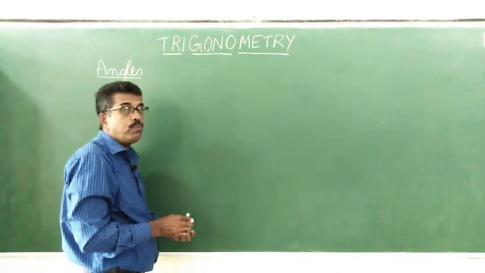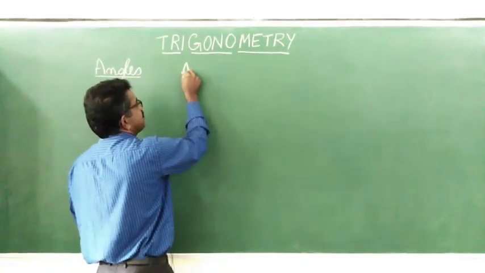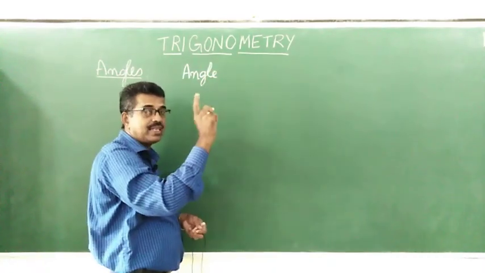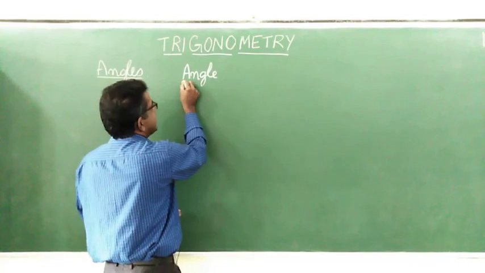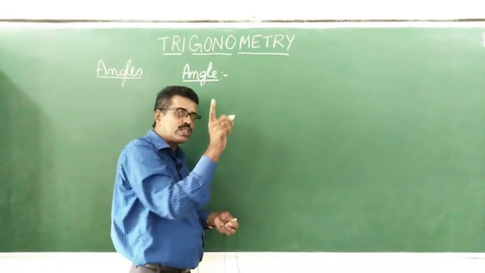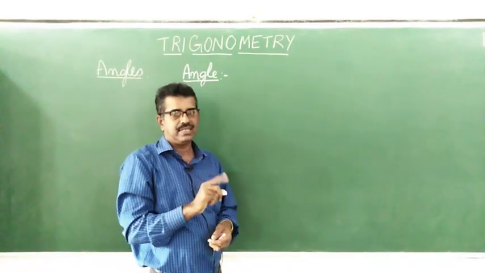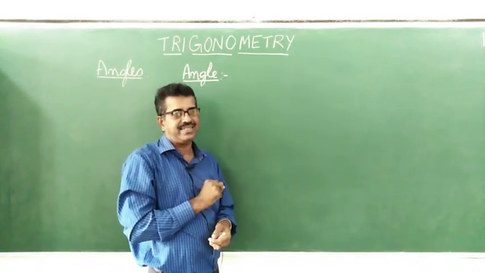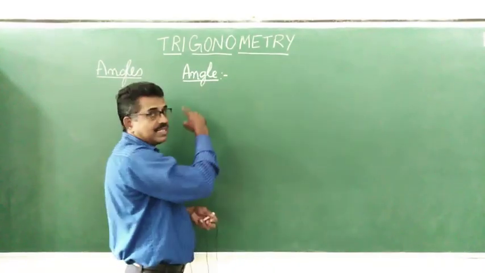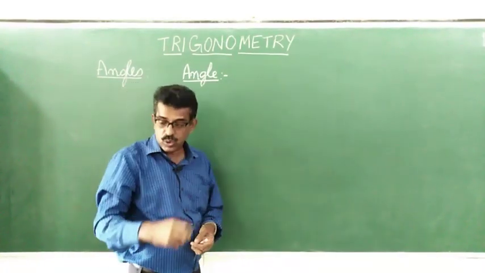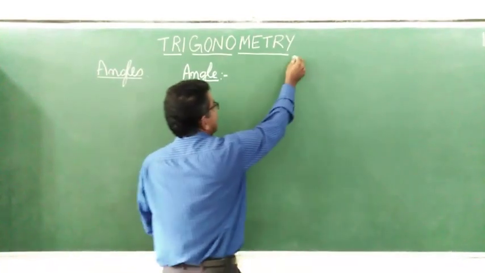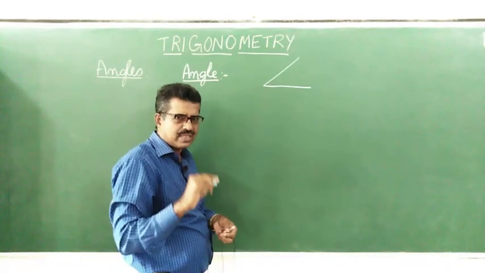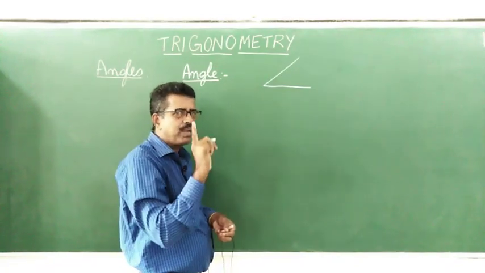First of all, what do you mean by angle? Not kona, but what is meant by angle? Suppose if anyone asks you, define angle. How do you define angle? Please tell me. Generally, when we say angle, we think of a figure like this. We simply call this an angle. Is it true? What do you mean by angle?